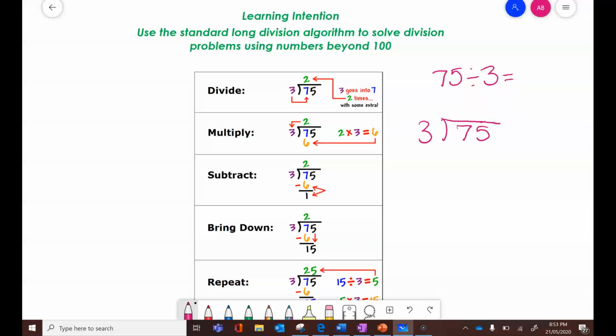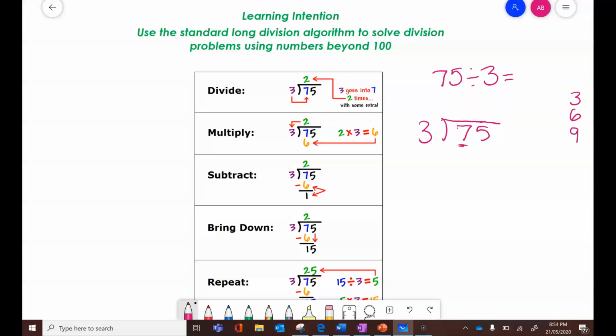So the first step, we treat each of these digits as just a digit. So even though we know that this 7 is actually 70, for the algorithm, we just treat it like a 7. So I look at number 7 and I go, okay, how many times can 3 go into 7? And that means how many sets of 3 are in 7. So skip counting can help you with this. So if I'm counting up in 3s and I go 3, 6, if I go to 9, that's too many.